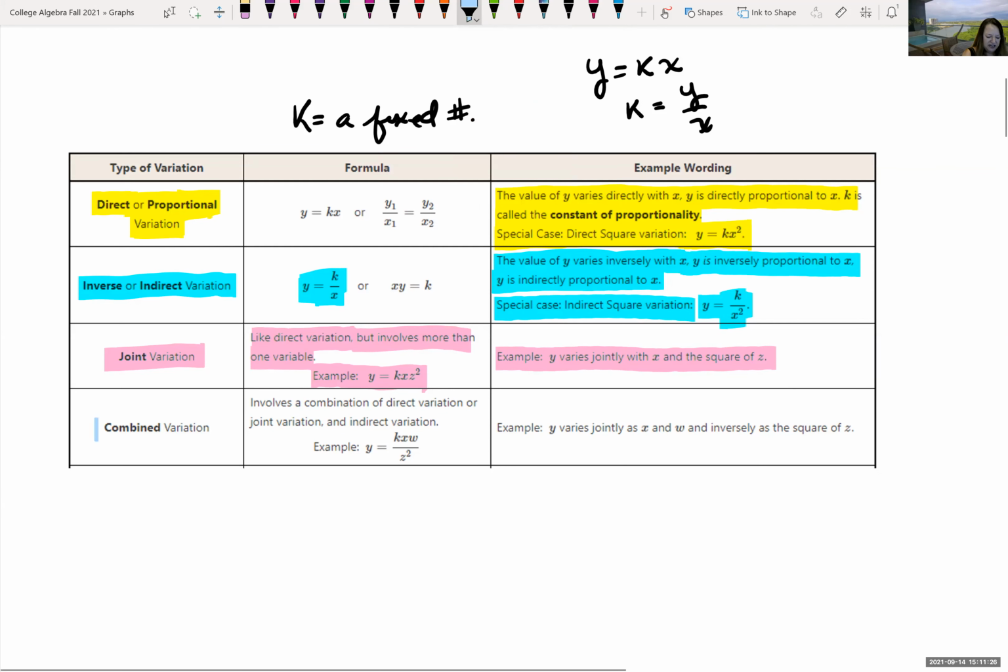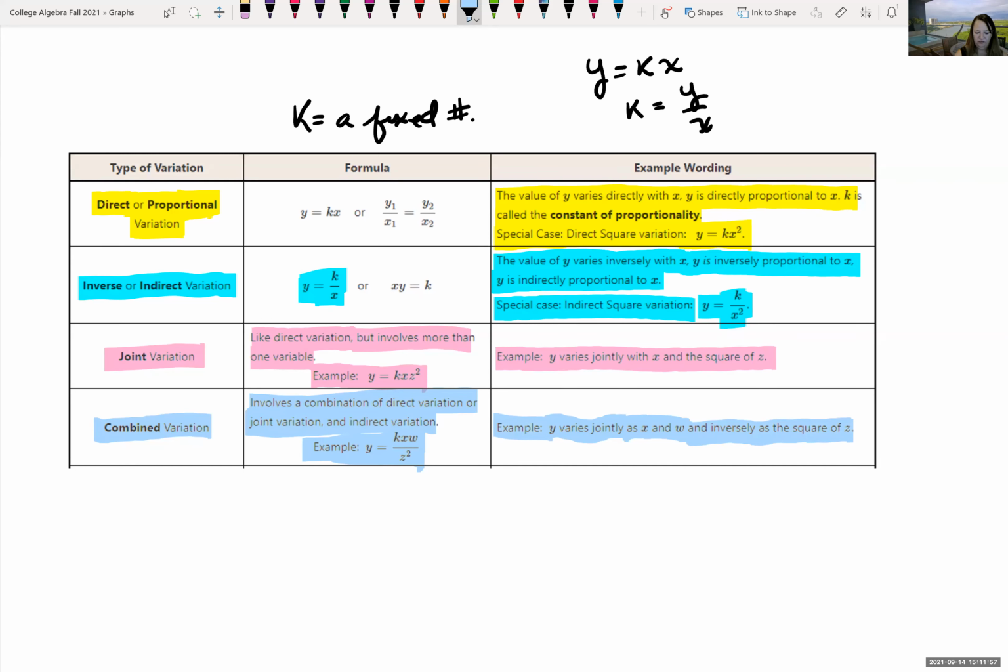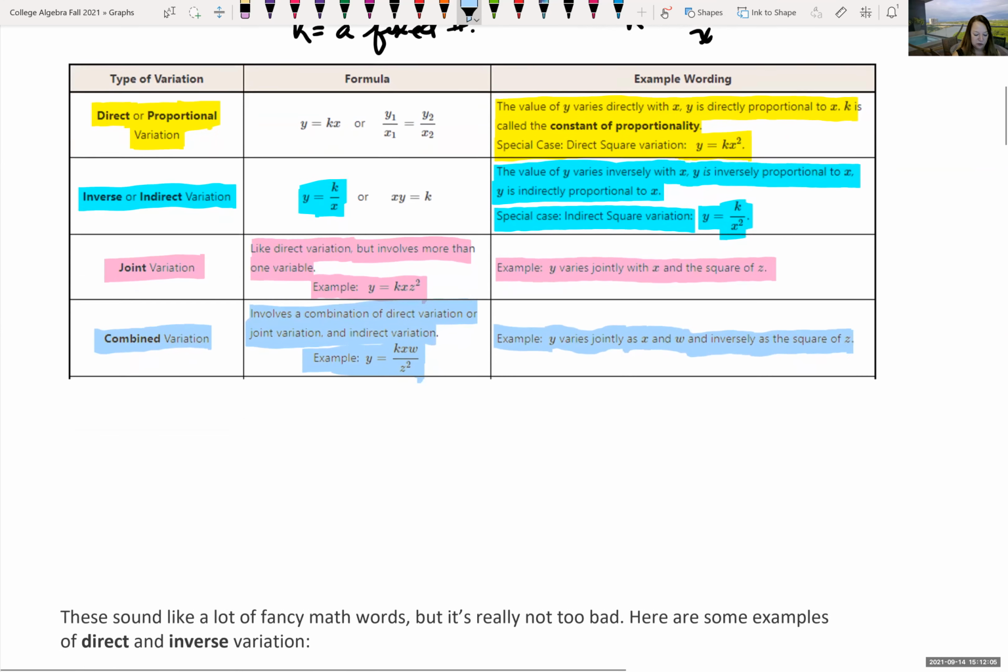And then a combined variation. This involves a combination of direct variation or joint variation and indirect variation. So for example, y is equal to k times x times w all over z squared. And how we would say that is y varies jointly with x and w and inversely as the square of z. Okay, so this is how the terminology is going to help us set up these word problems.